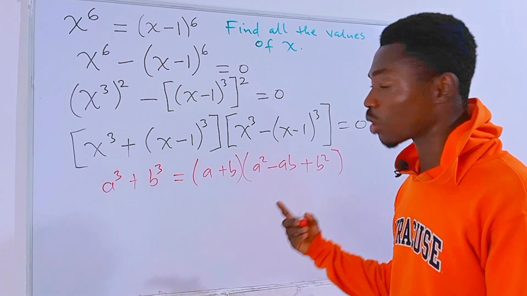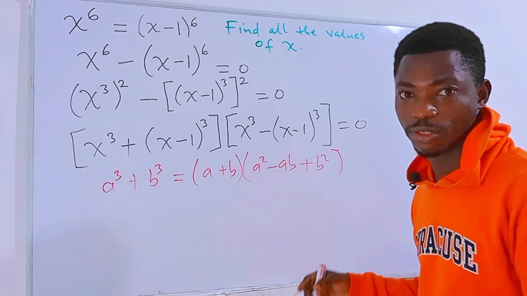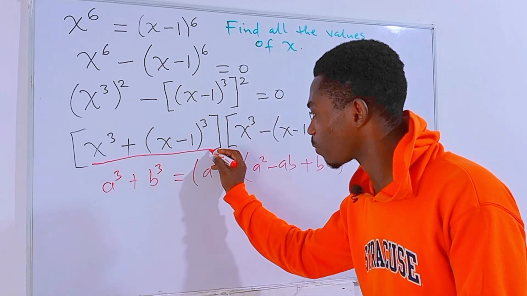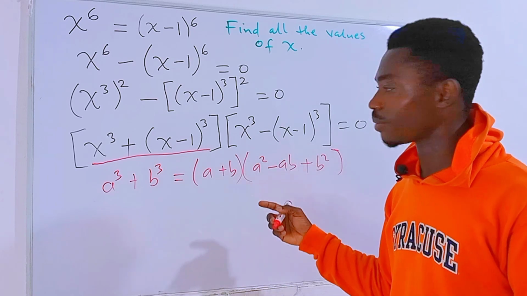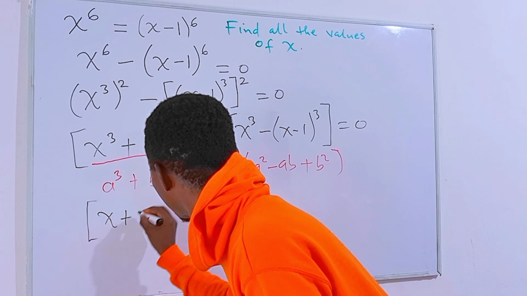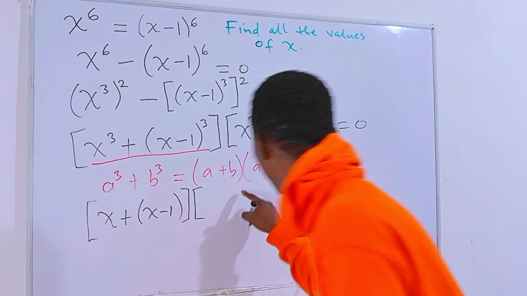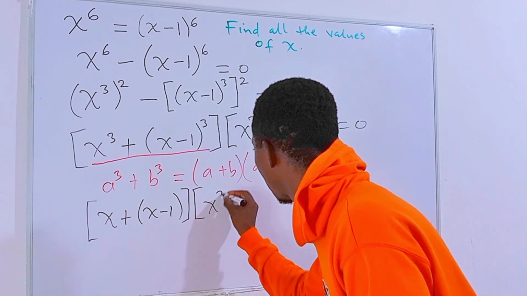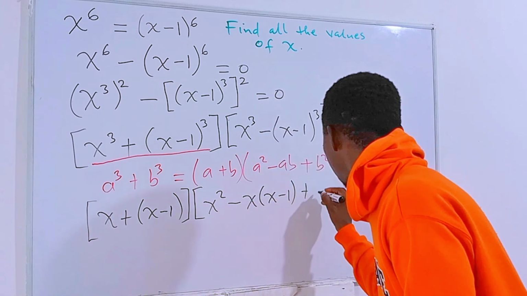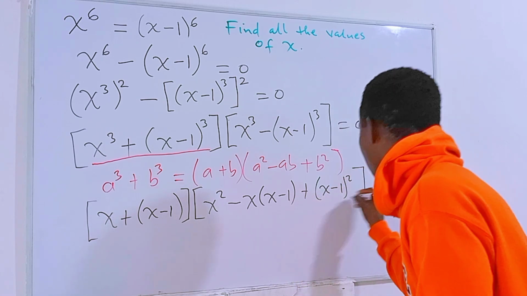Now, I don't want this to be complicated. I should have done the same thing for this one, but it will be too long. You see, we don't have space. So let's simplify this first. In other words, let's find the factors for this first, then we'll come to this later. For this one, actually, we're going to have x plus (x minus 1), just like this. Then for this whole thing, we're going to have x squared minus x times (x minus 1) plus b, where b is x minus 1, then squared, just like that.